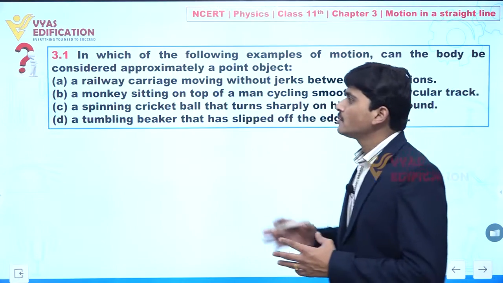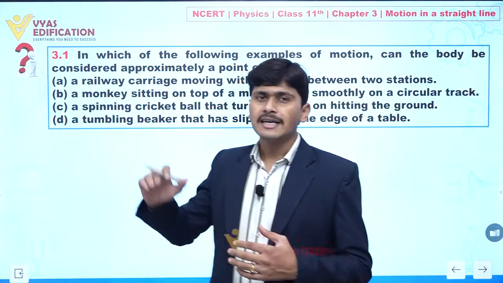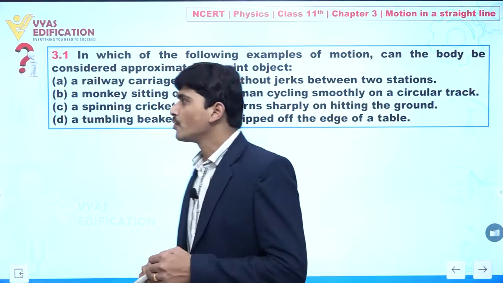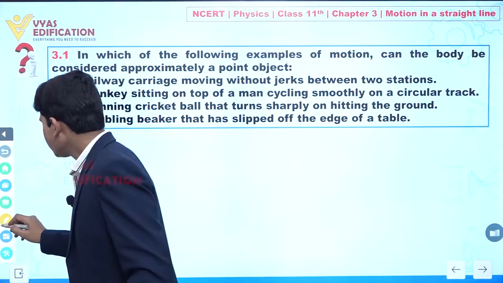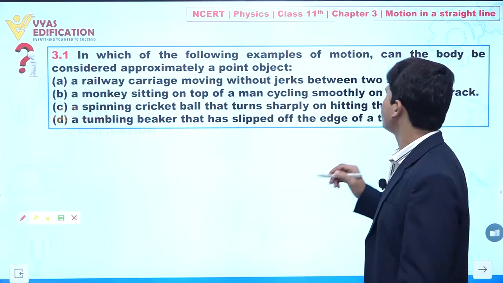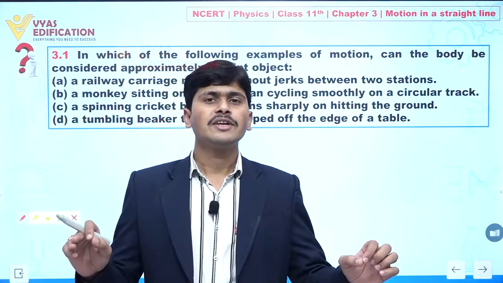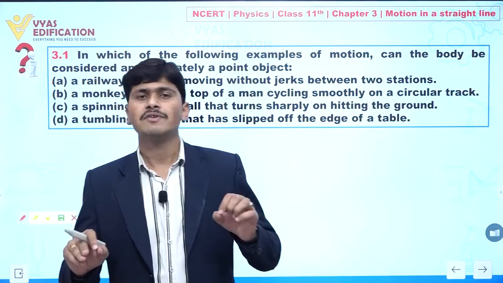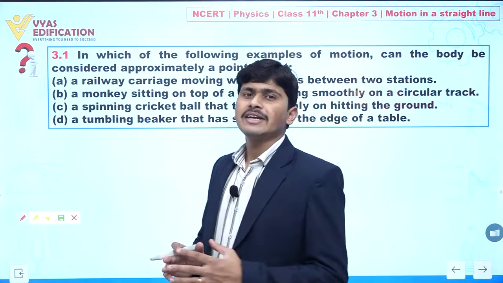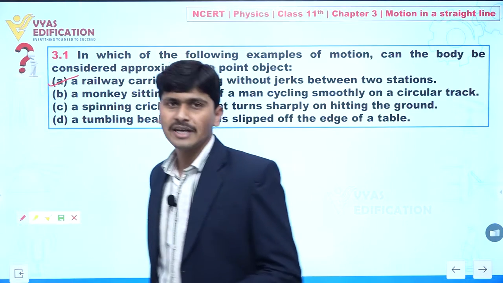Now here four situations are given to you. Now we have to choose which one is correct, in which situation we can take the object as a point object. Clear? So in the first situation, a railway carriage moving without jerks between two stations. So clearly we can see, because the distance covered between two points or two stations will be very large compared to the size of a railway carriage. It means we can treat the railway carriage as a point object. Clear? It means this situation is correct.